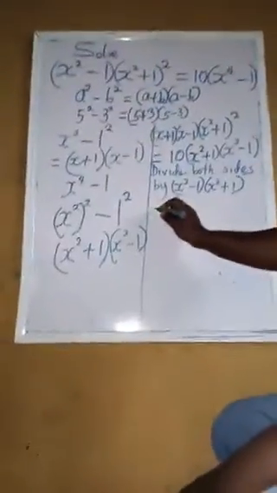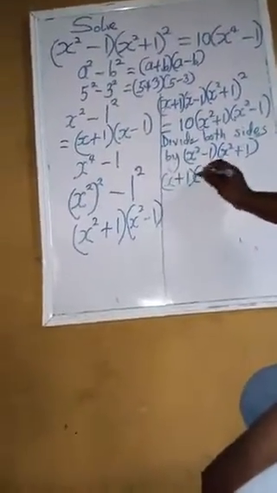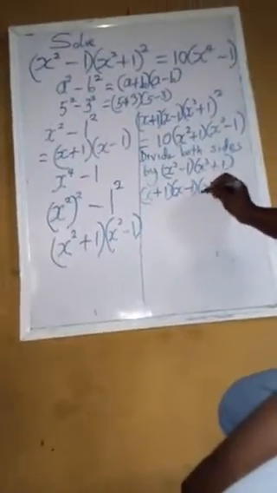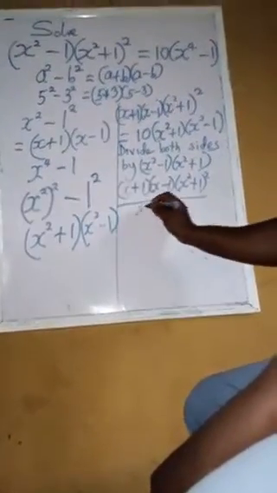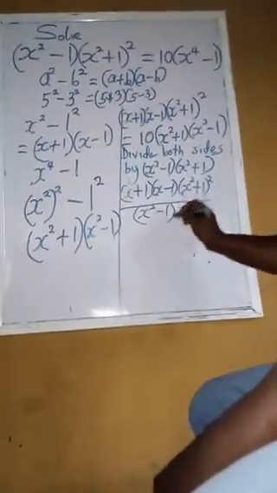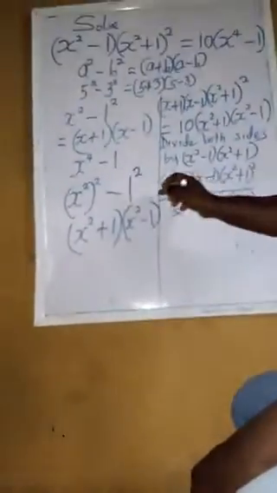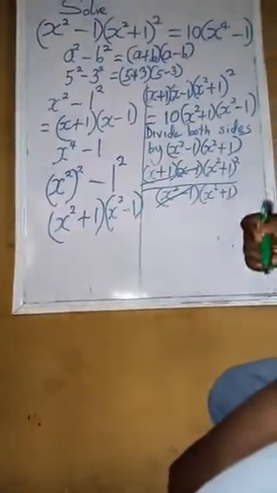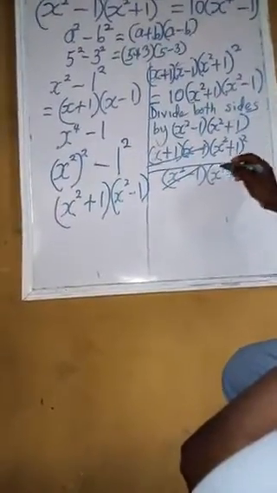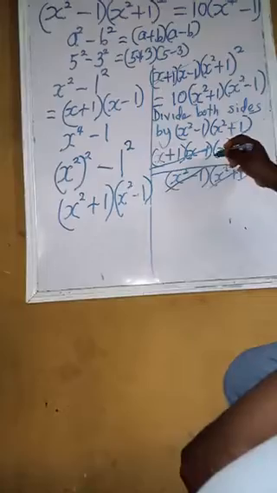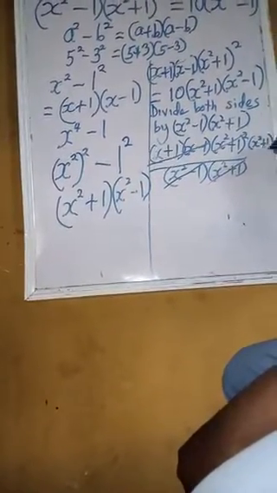But let me clarify it. So x plus 1 bracket x minus 1 x squared plus 1 all squared divided by x squared minus 1, x squared plus 1. So x squared minus 1 cancels all this because this is also x squared minus 1. Then x squared plus 1 squared divided by x squared plus 1. This one will cancel this. We'll be left with x squared plus 1 here.